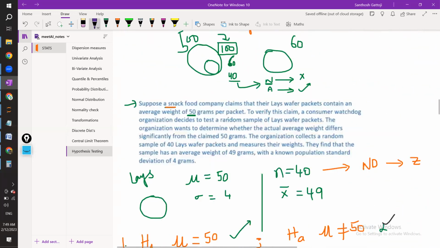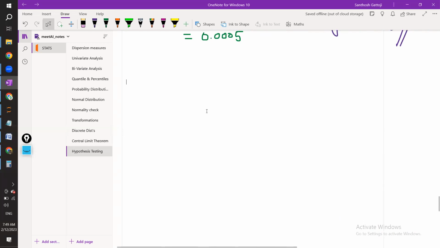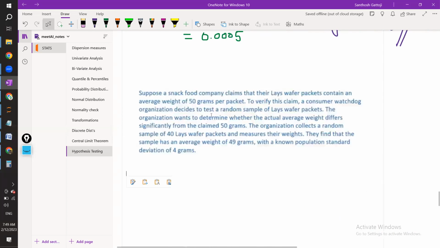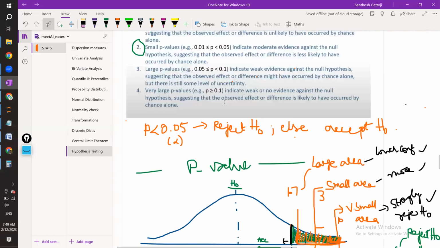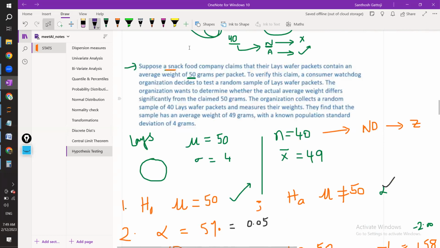I'll also show you in this way, for example. What was his statement, guys? I forgot. The wafer contains an average of 50 grams. He decided to test it, and he collected a sample of 40. Okay, see here, true population mean is 50, standard deviation is 40. He took a sample of 40, and that sample mean is 49.